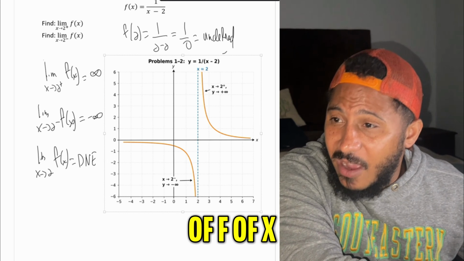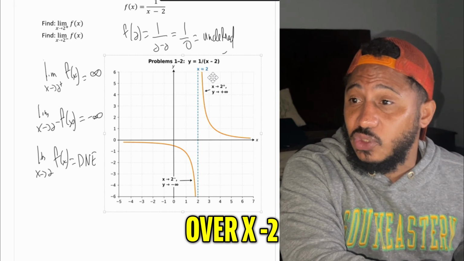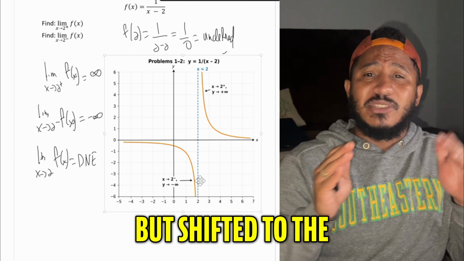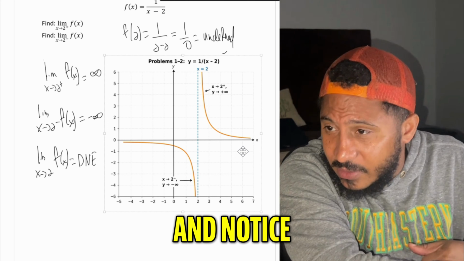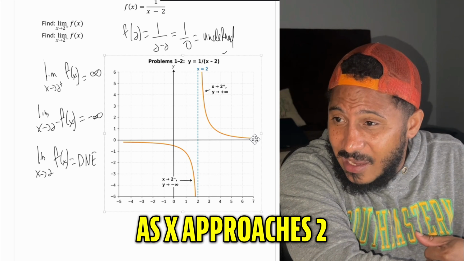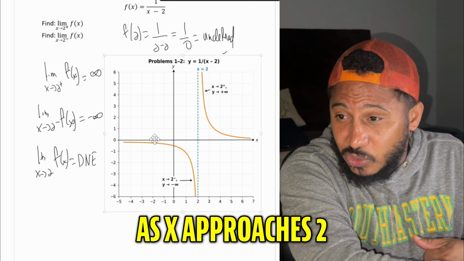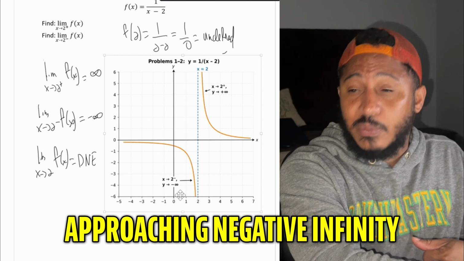Looking at the graph of f of x, or y equals 1 over x minus 2, we see a double boomerang is what I call it, okay? So it's the reciprocal graph, but shifted to the right 2 units. And notice, as x approaches 2 from the right, the y is approaching positive infinity. As x approaches 2 from the left, the y is approaching negative infinity.